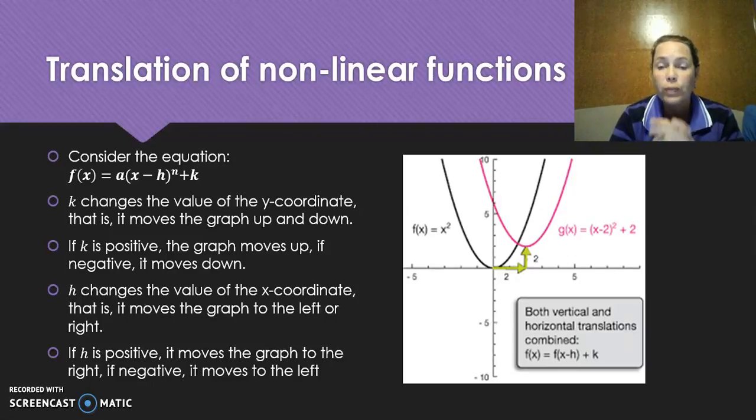So here our original function of f of x is equal to x squared is shown in black. So when we've done our transformations of x minus 2 all squared, that means we're moving 2 to the right along the x-axis, and then we have a plus 2 in the k value, so that means that we are moving up.